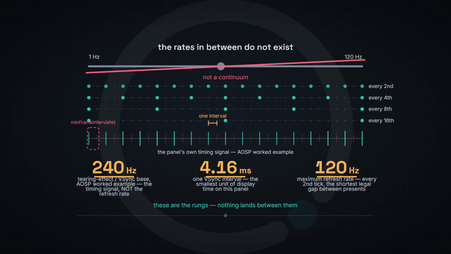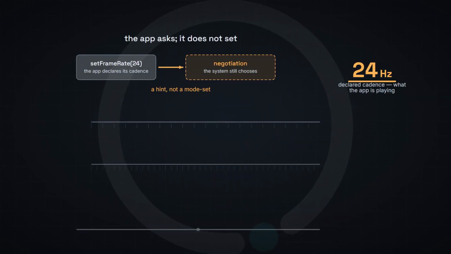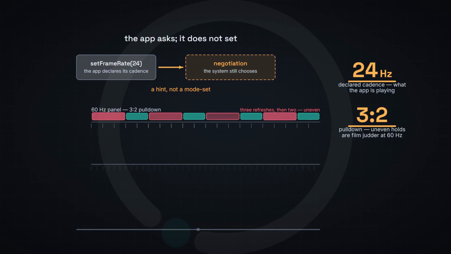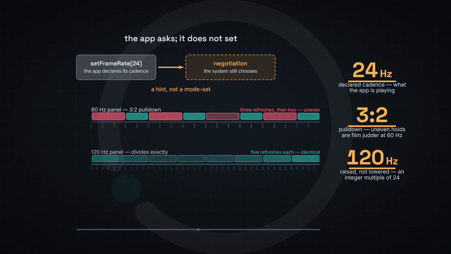So which rungs can a 24-frame film actually land on? An app declares its content cadence with set frame rate. That's a hint into a negotiation, not a command. Android tells developers not to check supported modes first, and asking for less can run the panel faster. An app declaring 24 Hz video can push the display from 60 to 120. At 60, 24 frames need 3:2 pull-down, 3 refreshes, then 2. That uneven cadence is film judder. At 120, the cadence divides evenly, because 120 is an integer multiple of 24.